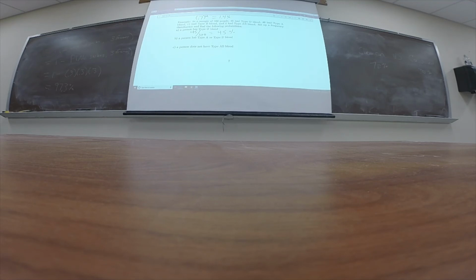Person has type A or type B blood. So type A, which is 40, or type B, which is 11. So what do I do to them? Just add them, right? So it's 40 plus 11, all over 100, 51 over 100, which is the same as 51%. Okay. Person does not have type AB blood. Well, how many have type AB blood? That don't have type AB blood, how many we got left? 96. Easy enough, right?